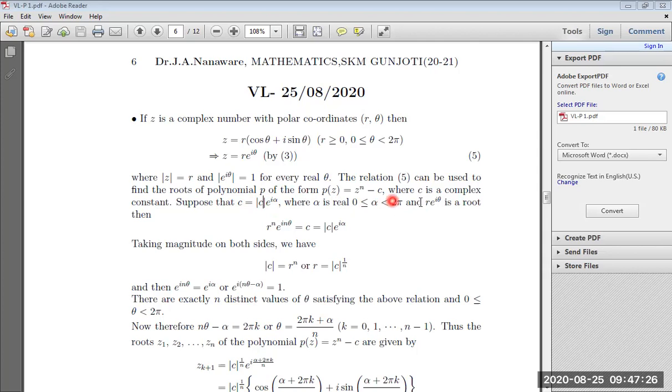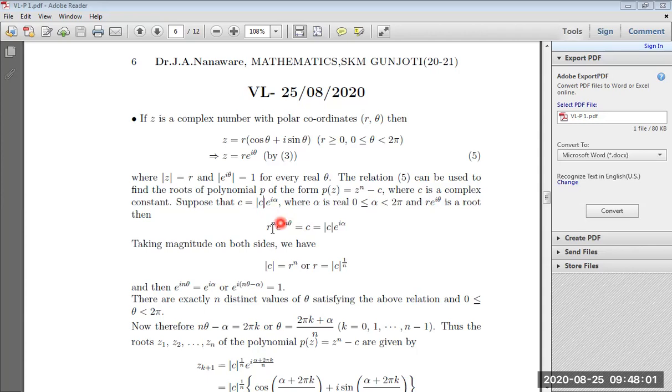And we assume that this r into e to the power i theta is a root of this polynomial equation. So we just put z is equal to r into e to the power i theta here and simplify. Take the nth power of this root, you will get r to the power n into e to the power i n theta, and this is equal to c. But what is c? We have taken c as the product of these two things. Okay, so we have this expression finally.